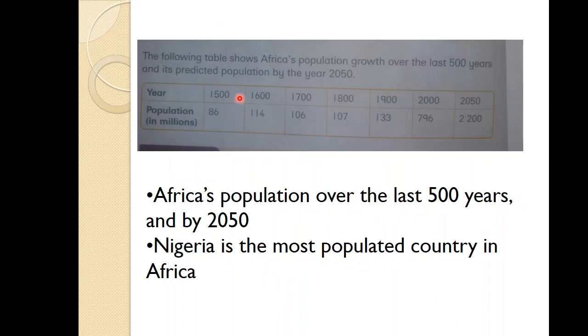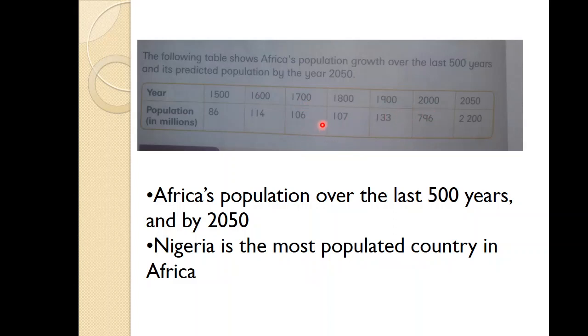The following table shows Africa's population growth over the last 500 years and its predicted population by the year 2050. This is the year 1500. The population was 86 million. So it is in millions, and it increased in 1600. Then it decreased in 1700, from 140 million to 106 million. But from the 1700s until 2000, it has been increasing.